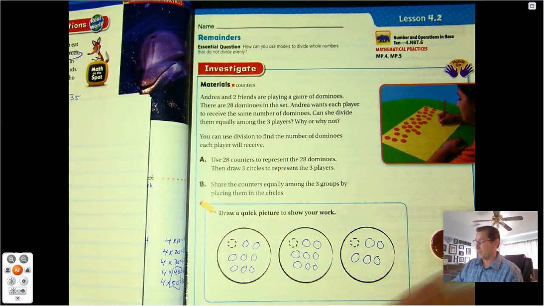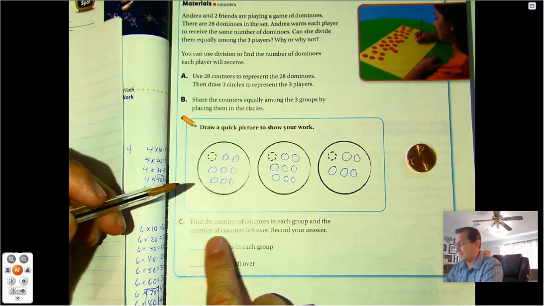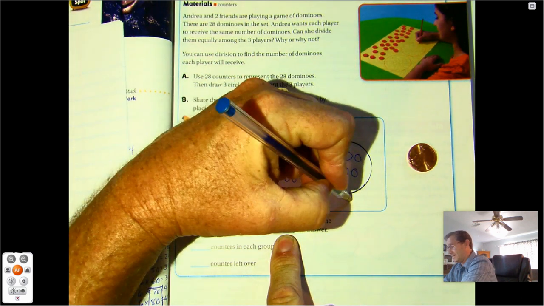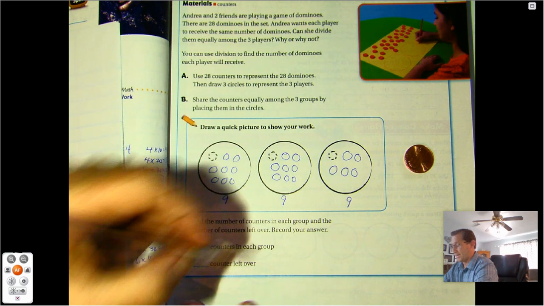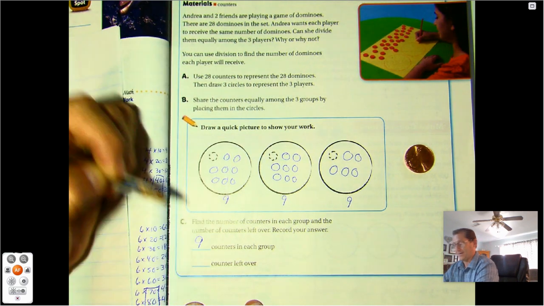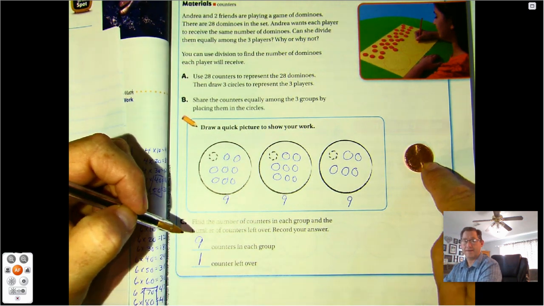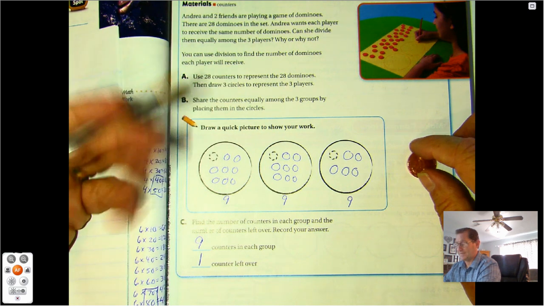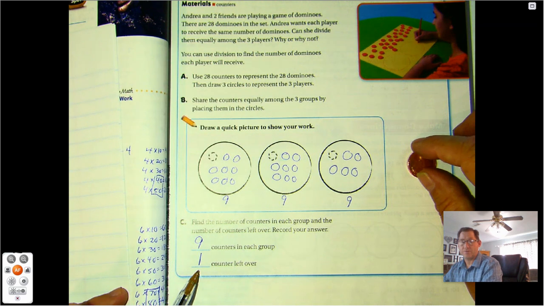Okay, so let's look at what we do for writing that up then. It says find the number of counters in each group. And so we said there was 9 in each group and 1 that was on the outside. So how many counters are in each group? 9. How many counters was left over? 1. Okay. So this 9 represents what we call the quotient. It's how many dominoes each person would get, and we call this a remainder. So we'd say 9 remainder 1.